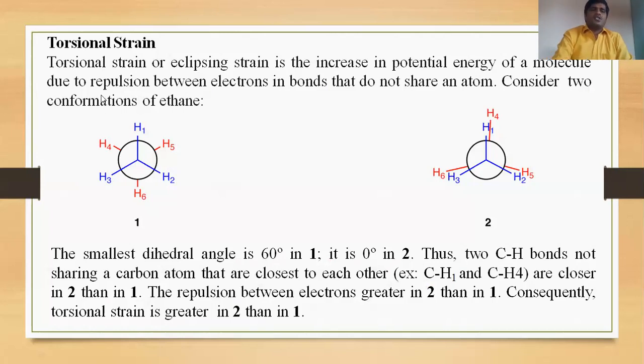Just see, the torsional strain or eclipse strain is an increase in the potential energy due to the repulsion of atoms or electrons present in the carbon atom. That is the torsional strain. It is due to the repulsion between two molecules. So torsional strain is higher in this conformation. Torsional strain is lower in this Gauche or staggered conformation, due to the repulsion between the hydrogen atoms or the electrons present, and that will create the torsional strain due to the lower torsional angle.